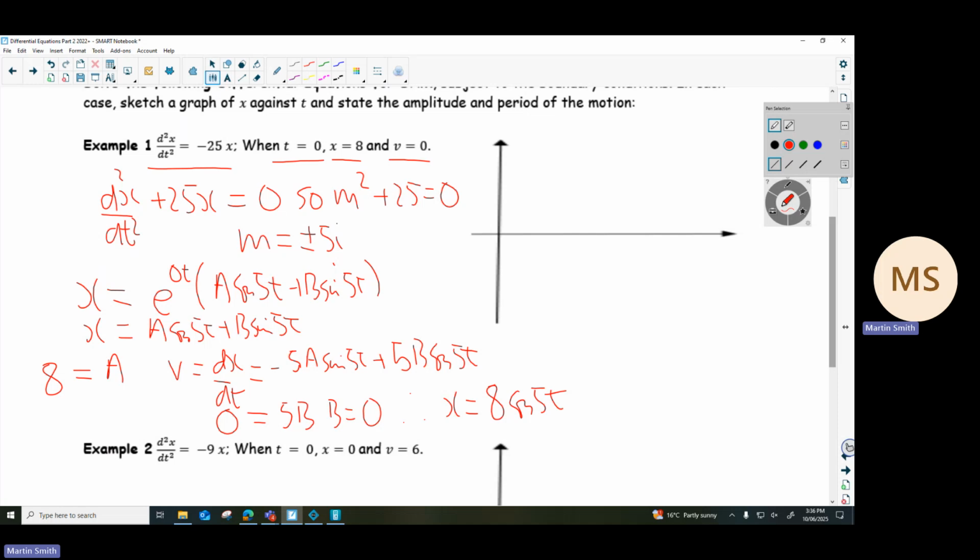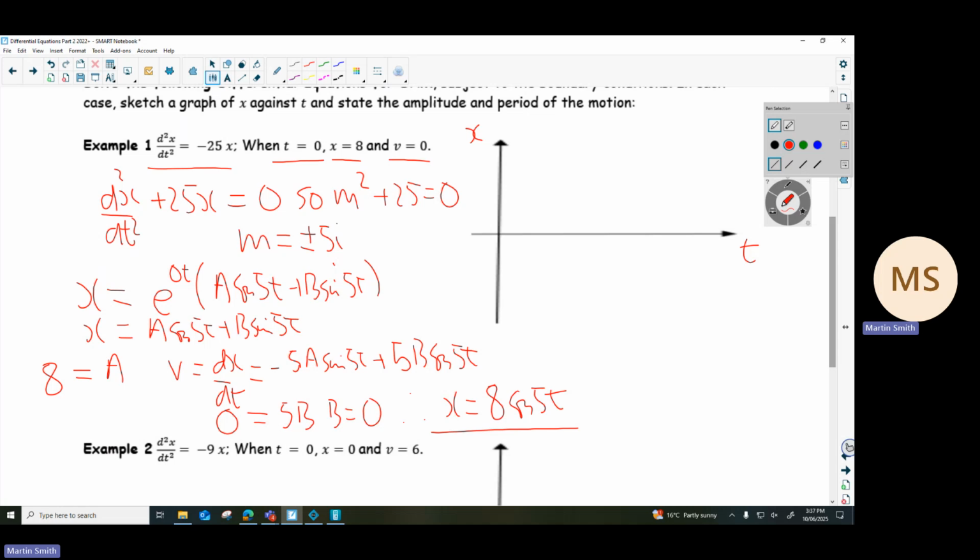So there you go, folks. There's the solution of this. I'm now going to sketch a graph of x against t. You can absolutely use your calculator to help you with this, but you should be able to do a good job on this. This is the cos graph. It's been stretched by 8 in the vertical direction, which is in this case the x direction, and stretched by 1/5 in the horizontal direction, which is the t direction.